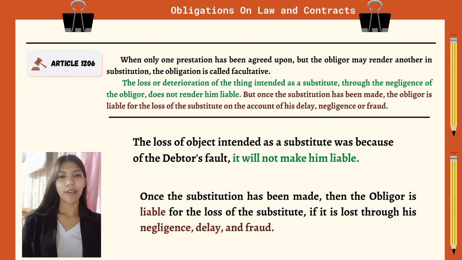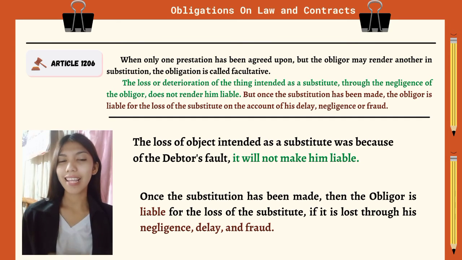The second paragraph of Article 1206 provides that the loss or deterioration of a thing intended as a substitute through the negligence of the obliger does not render him liable. Meaning, nga ang loss sa object that is intended as a substitute, in our example, is ang balay ni Thanos, was because of Thanos' fault himself, will not render him liable since substitute lang man ang balay.